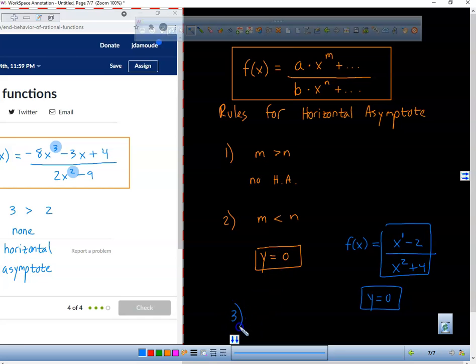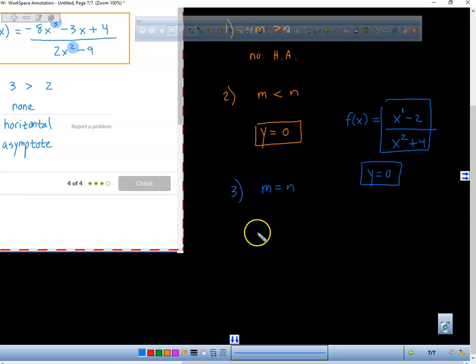Okay, last scenario, number 3. This is the most important one. Put it in blue. Either m is greater, m is less. What's the final and the last scenario? Yes, m is equal to n. Then your horizontal asymptote is always the a value over the b value.